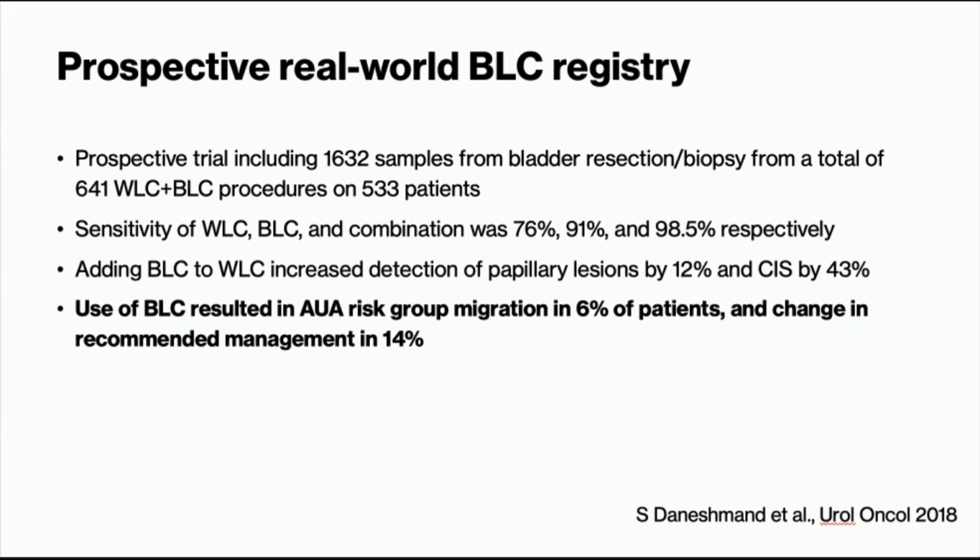And they determined that adding blue light cysto to white light cystoscopy seemed to improve both your detection of papillary lesions, but even more so CIS, which was that group of patients that often have more difficult to identify mucosal changes. But perhaps the most notable thing here is that they estimated that 6% of patients actually had a migration in their AUA risk group by using blue light cysto. And ultimately, 14% of patients had a change in the recommended management, which they defined as either receiving intravesical therapy when it was not previously planned, changing the duration of therapy, or proceeding with cystectomy.